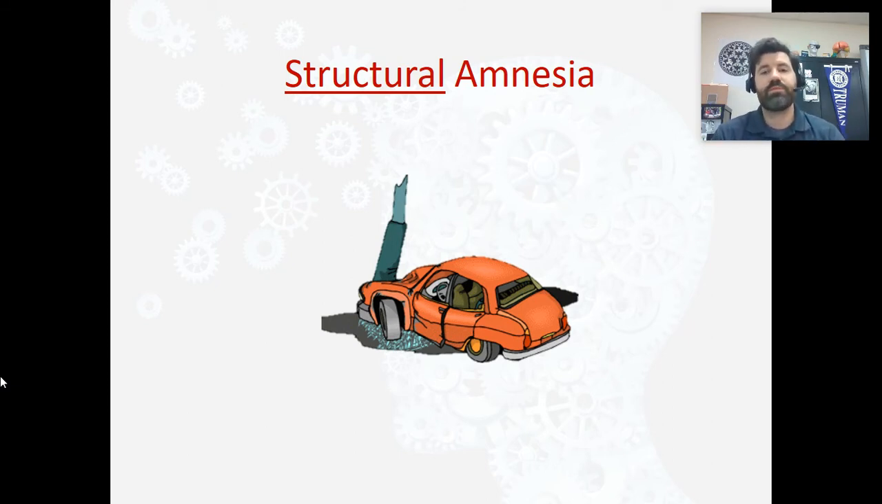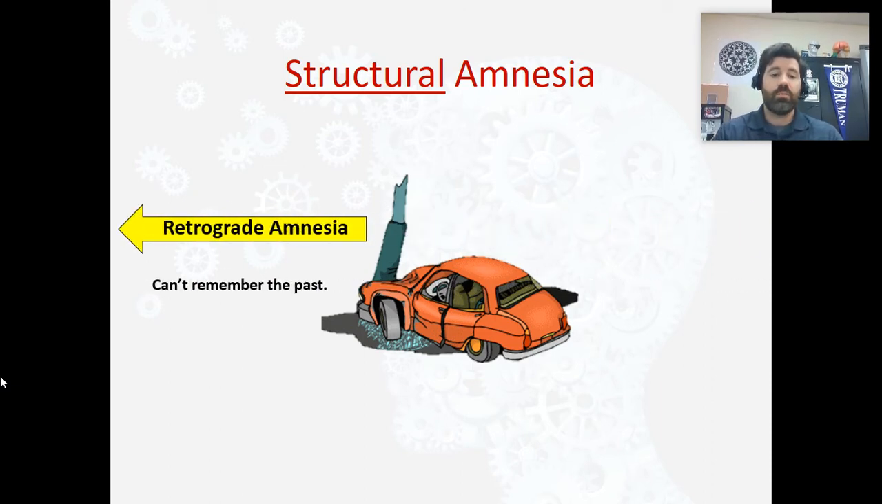So a couple different types of amnesia. The type on this slide are going to be what we call structural amnesia. And when I say structural, I mean something physically has happened to your brain to prevent you from remembering. Maybe it was a brain tumor, or in this case, a car accident. So you have someone who's driving along, they get into a really bad car accident. Well, perhaps a result is what we call retrograde amnesia.